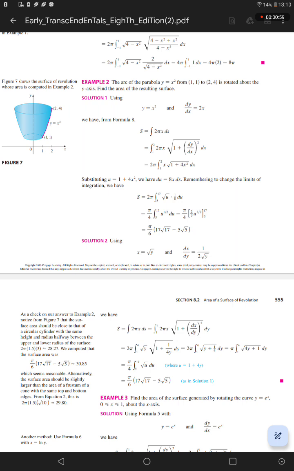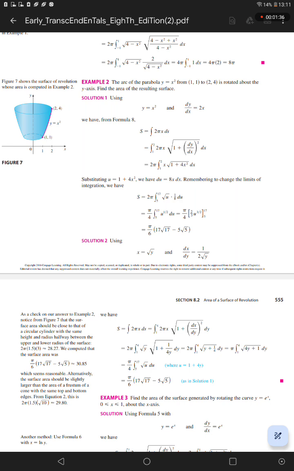The arc of the parabola y equals x squared from point x equals 1 and y equals 1 to point x equals 2 and y equals 4 is rotated about the y-axis. Find the area of the resulting surface.